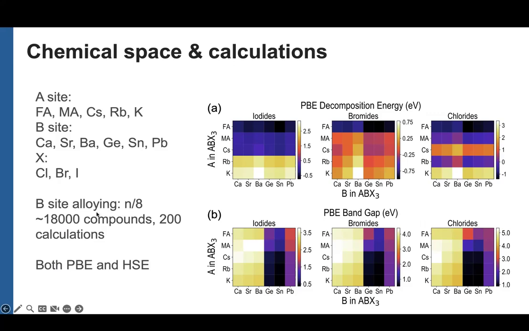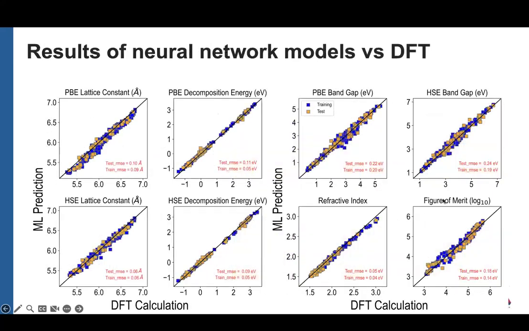But we wanted to push the envelope of how aggressive you can be in terms of training data. So we did only 200 calculations. The calculations were done with both PBE and HSE, so semi-local and hybrid functionals, just to look at the difference. We calculate thermodynamic properties like decomposition energy, electronic properties like band gaps, as well as a figure of merit, which tells us how the absorption spectrum of the material works with the solar spectrum.